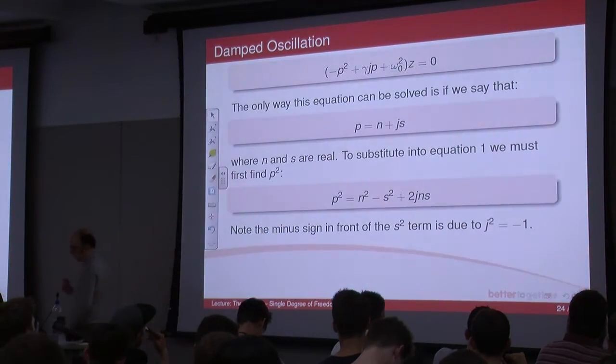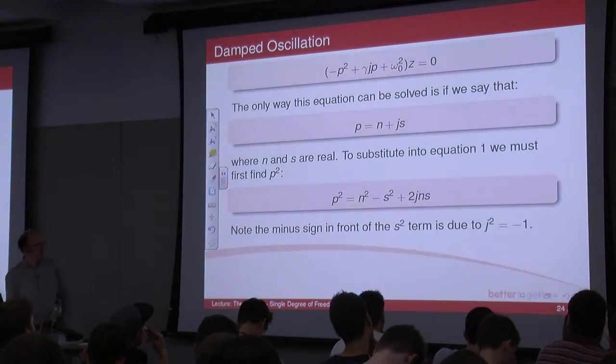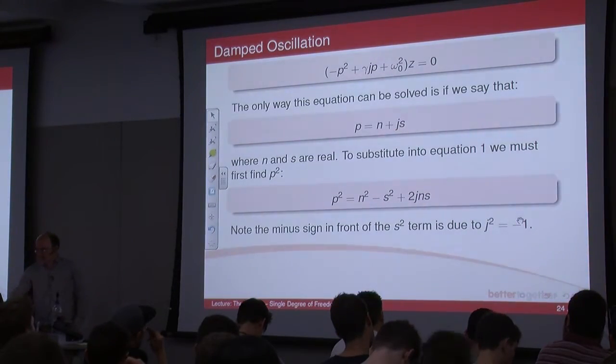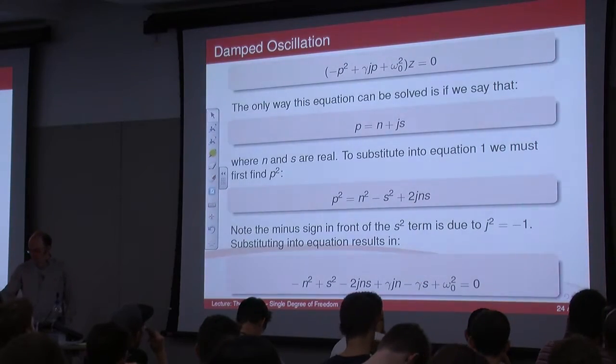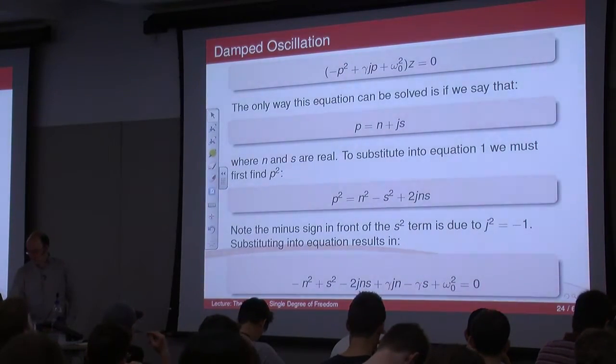So we can stick that in for p squared, and obviously the minus sign in front of the s term, this one, is because j squared is minus 1. Okay? So we can stick that into where p squared is, and where p is, we can stick in n plus js. So we end up with this equation on the bottom.